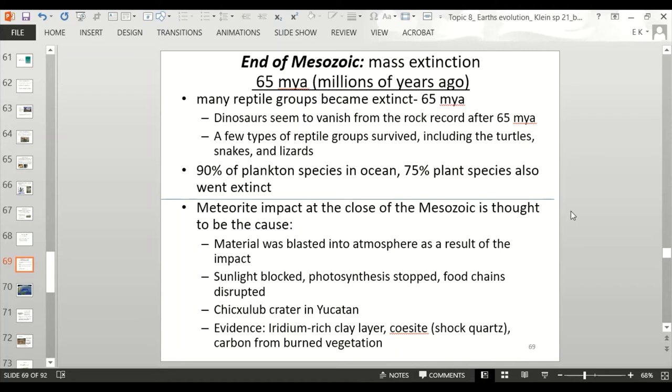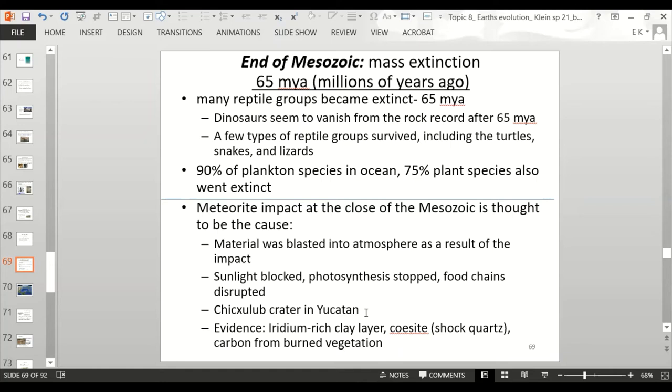The meteorite impact would have allowed material to get blasted into the atmosphere after the impact happened. So a meteorite hit the Earth and then materials flew up into the atmosphere and blocked sunlight, which stopped photosynthesis and then disrupted food chains. So scientists have found a crater called the Chicxulub crater in the Yucatan.